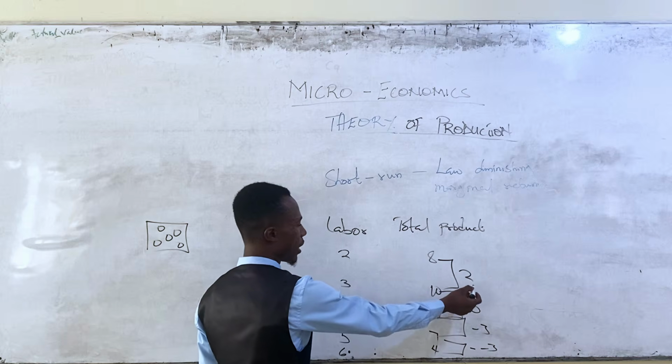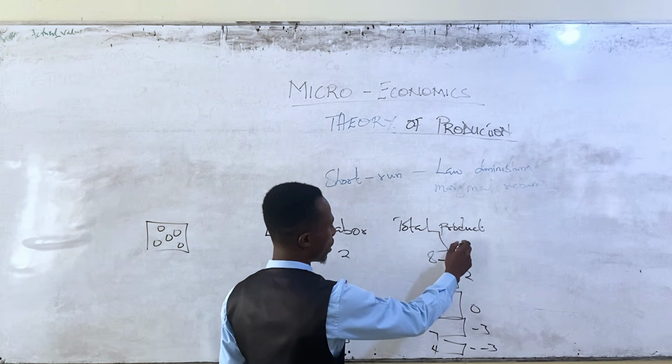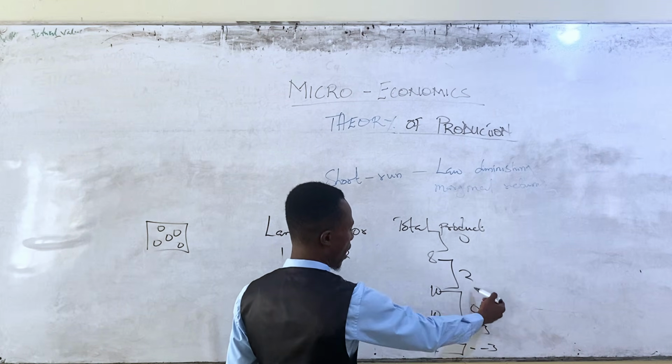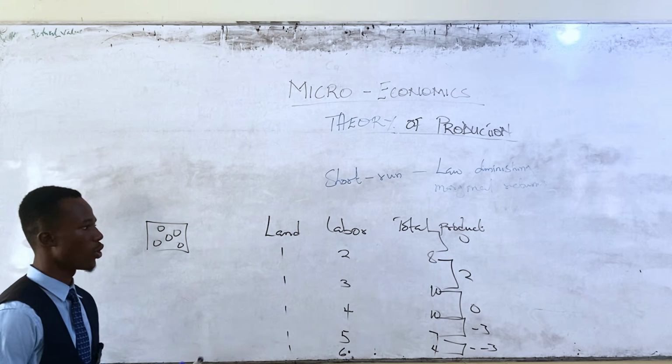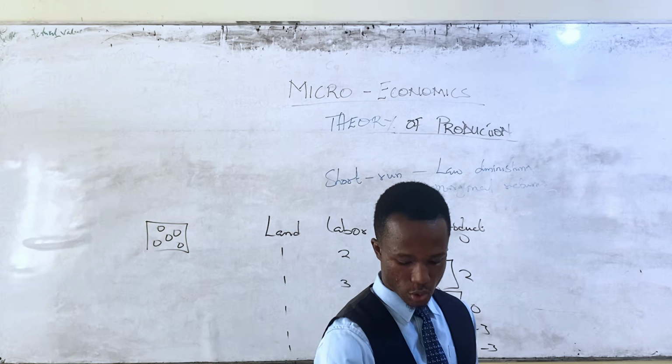Okay, let me say it this way. We don't know here, so let's say 0. So you started from 0, you go to 2, now back to 0, negative 3, and negative 3. Okay, so that is the law of diminishing marginal returns. We will solve a question on that.